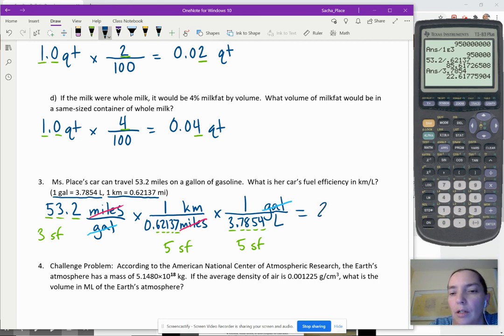So I'm going to say 22.6. And that is kilometers per liter. And that's my answer, and it has 3 significant figures, and I've written the units next to it, and so everything looks perfect.